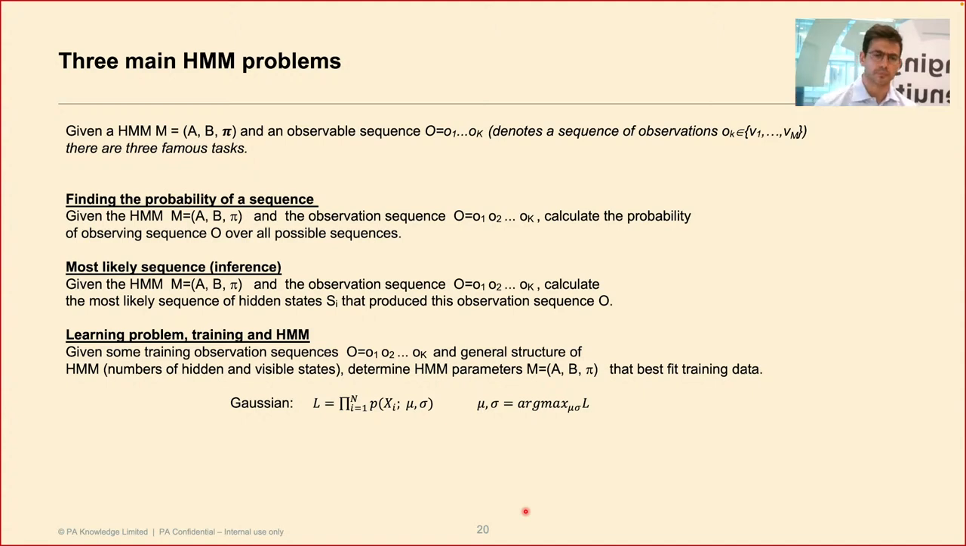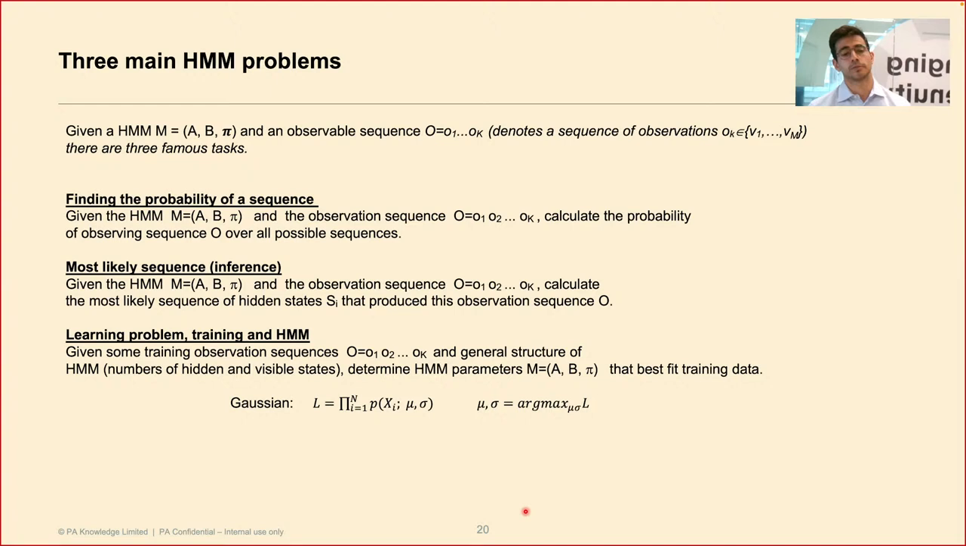The second problem is an inference problem, or the most likely sequence problem. Again we have a hidden Markov model with our three components and an observation sequence O, O1, O2, up to OT. And we want to calculate the most likely sequence of hidden states S_i that produced the observation sequence O.